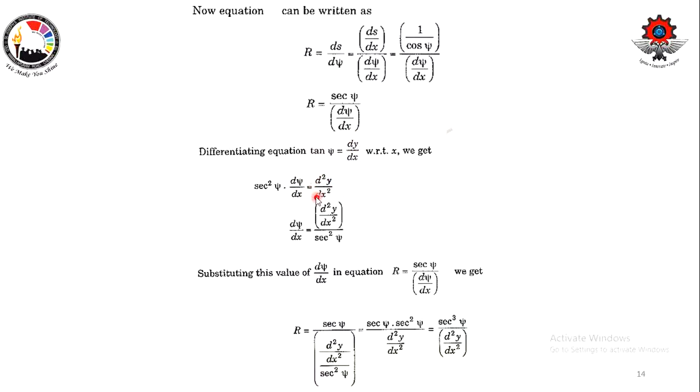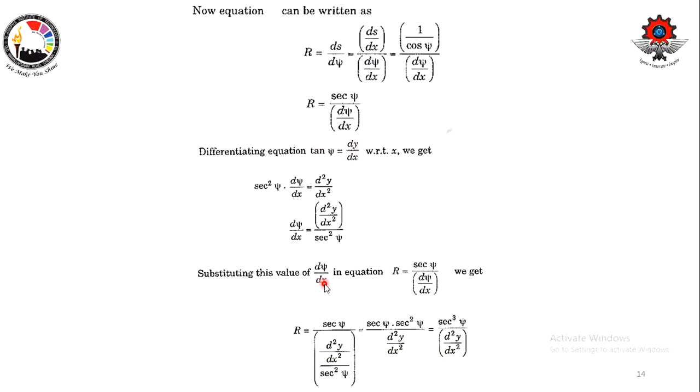Again differentiating psi will give you d psi by dx is equal to, now differentiating dy by dx, it goes to the second order equation, that is d square y by dx square. dy by dx is first order, it goes to the second order while differentiating, right? Now d psi by dx, bringing secant square down, we get secant square psi, that is d square y by dx square by secant square psi.